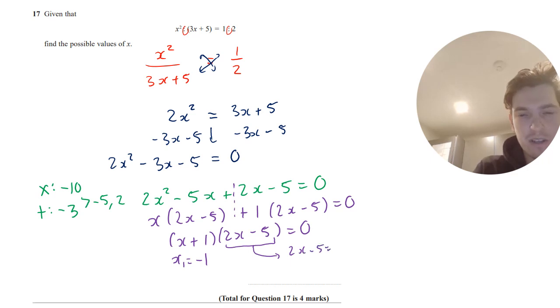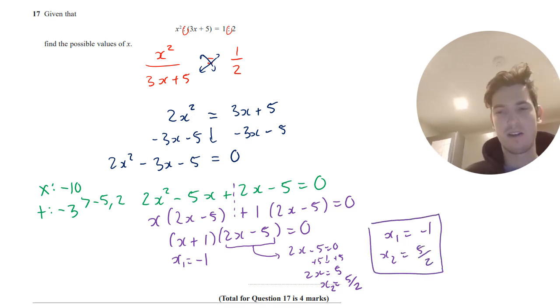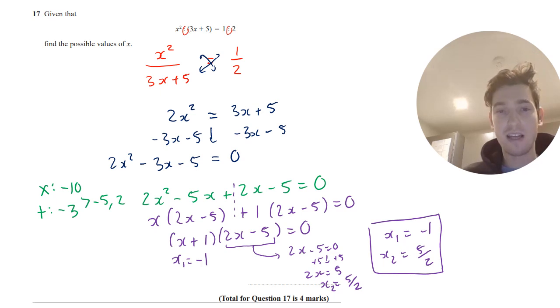Now this one here, how do I work out what x is? 2x minus 5 equals 0. Solve the equation. 2x equals 5. X equals 5 over 2. So let's just write my answers as x1 equals minus 1, x2 equals 5 over 2. Those are my answers. We're definitely going to do a revision lesson on ratio because when you get questions like this, you really need to be able to do the first step. And once you do that, you should be able to get lots and lots of marks. Let's keep going.